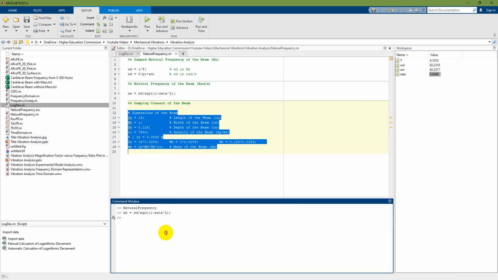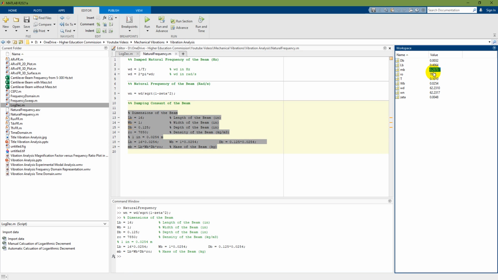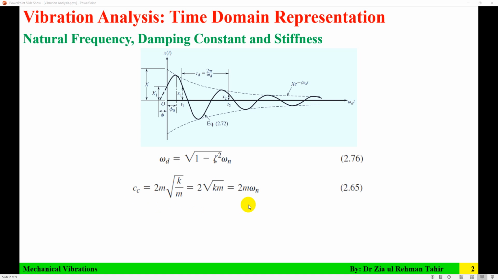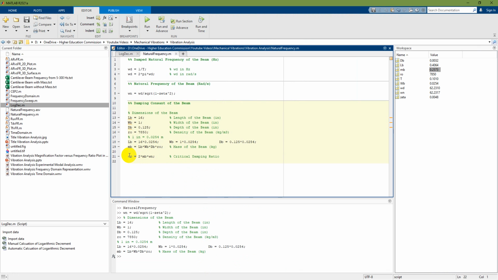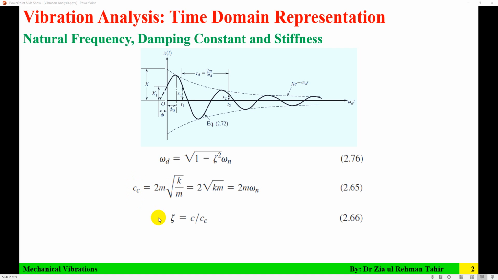So I'm just running that part of the script, and I'll get the mass of the beam, which is 0.2573 kilograms. The critical damping constant is 2 times the mass times natural frequency. So here I have Cc, the critical damping constant, as 2 times mb, the mass of the beam in kilograms, times omega n, the natural frequency in radian per second. This way I can calculate the critical damping constant.